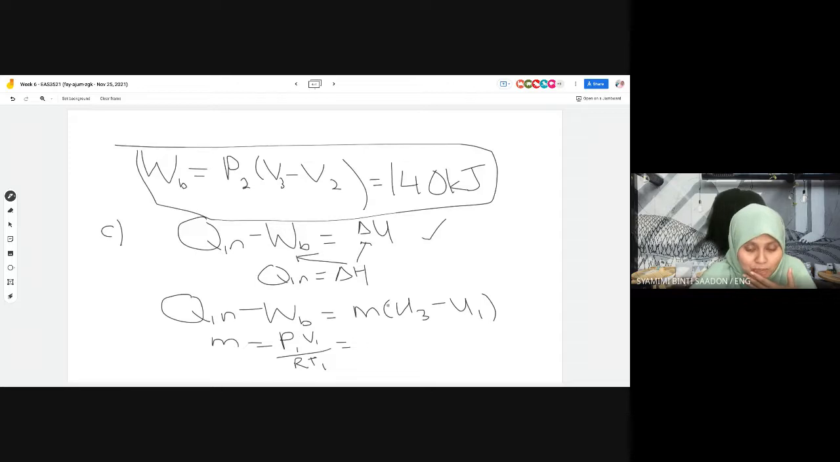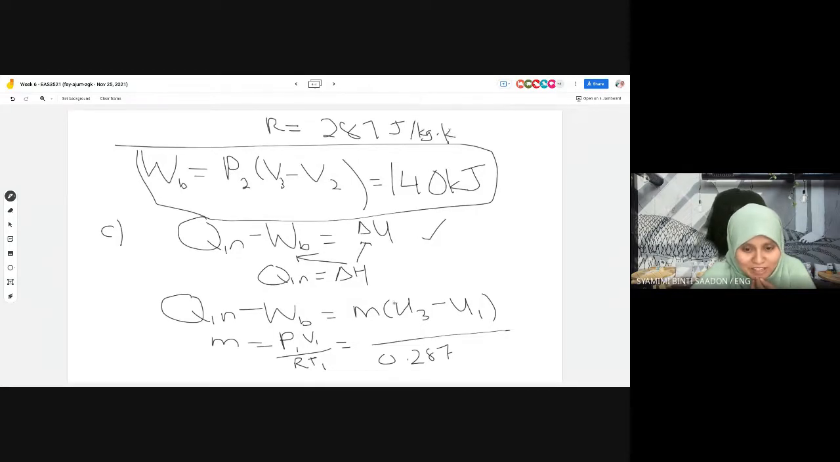So P1 is 150 kilopascal, V1 is 0.4 meter cube, you must use 0.4. R is 0.287 kilojoule, or 287 joule. That is not kilopascal, it is joule. R is 287 joule per kilogram per Kelvin.